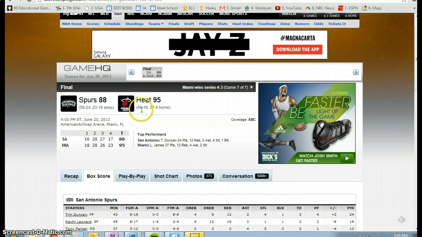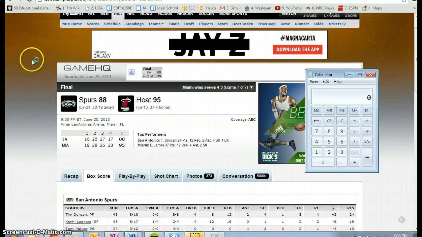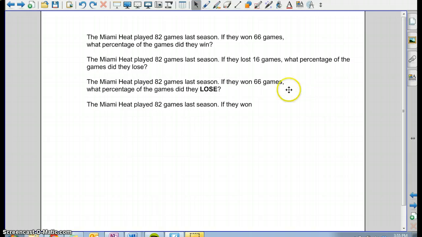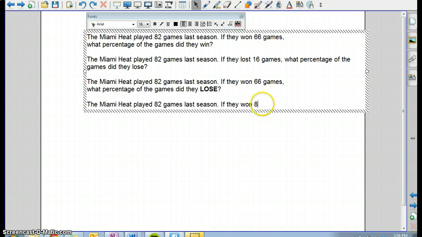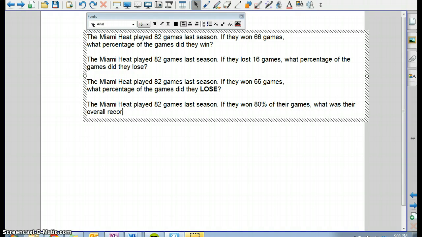So let's figure out 66 out of 82. Calculator. 66 out of 82 is 80%, if we round. The Miami Heat played 82 games last season. If they won 80% of their games, what was their overall record? So you see, the first two are pretty easy. The second two become a little bit harder.